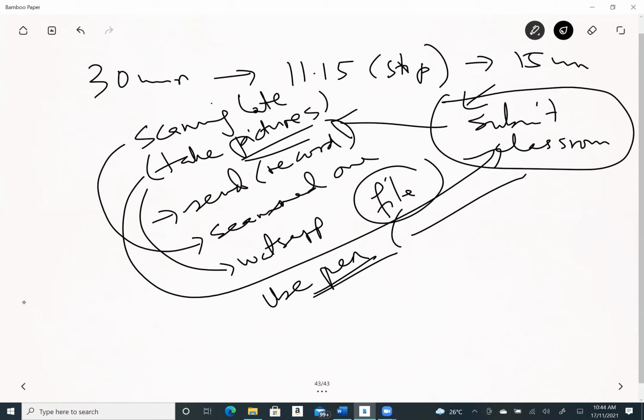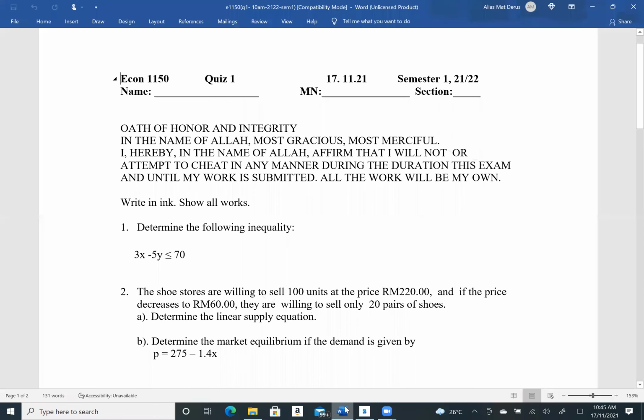Okay, so now I will show you the quiz. I will show you the questions. There are only two questions, and you do it now. First, I want you to read the oath of honor. Because this is online, you have to monitor yourself. So we take the oath so that we are accountable for what we do. I want everybody to read this here, and then show all work.